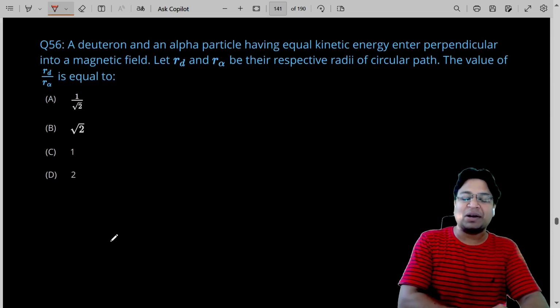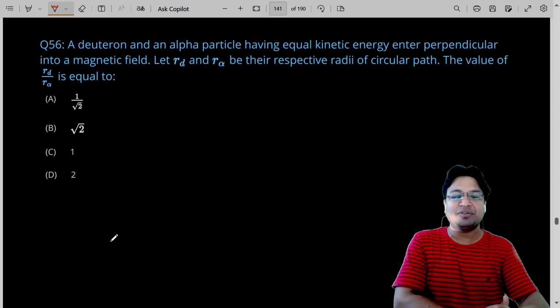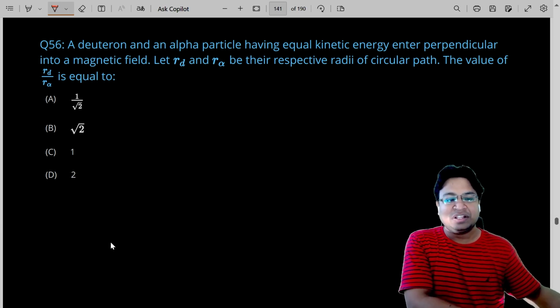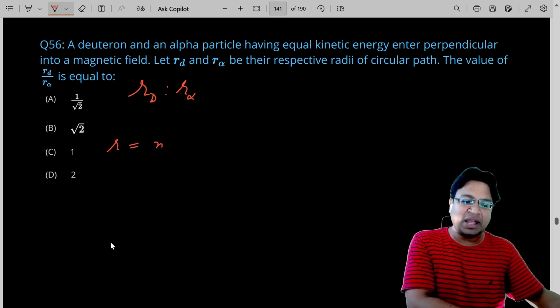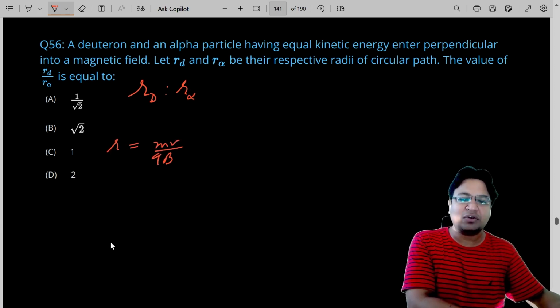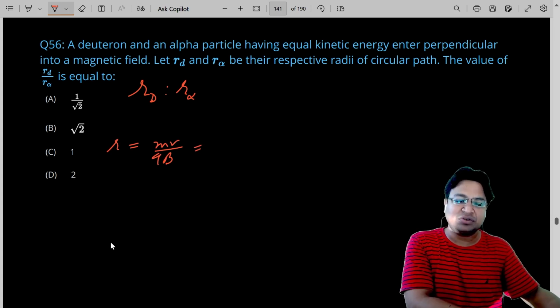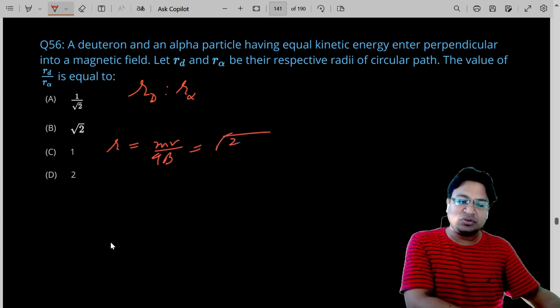A deuteron and an alpha particle having equal kinetic energy enter perpendicular into a magnetic field. The radius of their respective paths: radius of deuteron is to radius of alpha. Now, radius is given by mv by qB, but here we are talking about particles having equal kinetic energy. So momentum can be converted into root 2mK, and then we divide with qB.